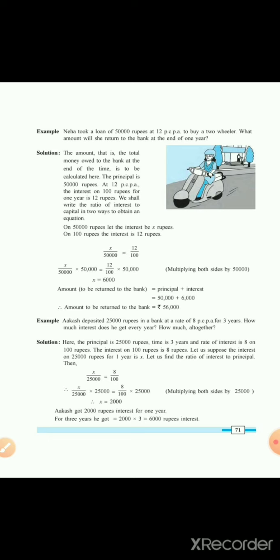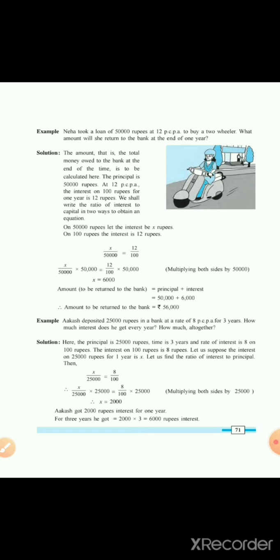So, the amount to be returned to the bank is equal to principal plus interest. The principal is 50,000 rupees plus 6,000. If you add it, you get the amount to be returned to the bank as rupees 56,000.